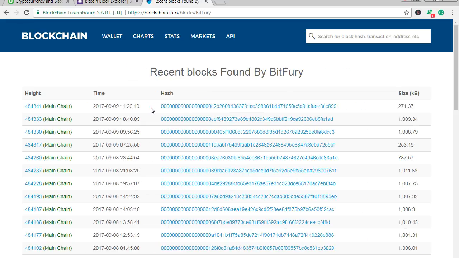Just coming up now, and there you are, the recent blocks found by BitFury. So this is a miner somewhere in the world. Don't know whether he's got a big huge setup or is in his garage or a massive industrial unit somewhere with hundreds of PCs and graphics cards, but this is the hash and that's the size. So this is basic information.